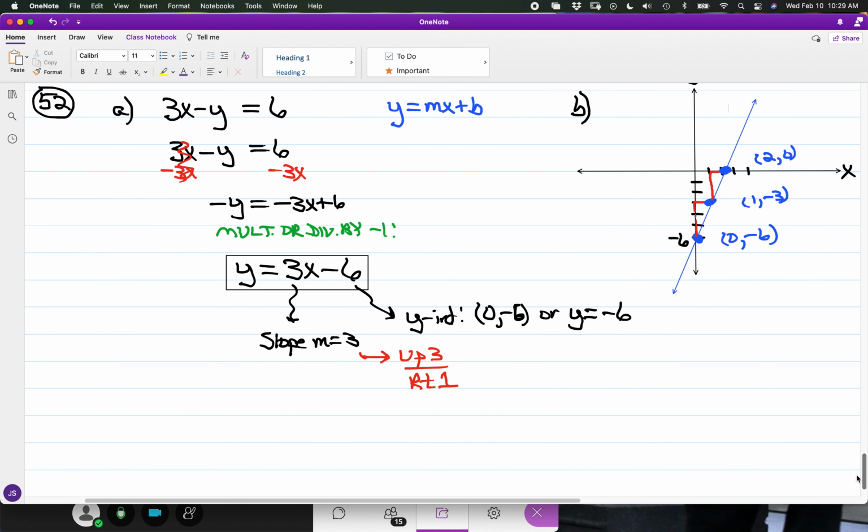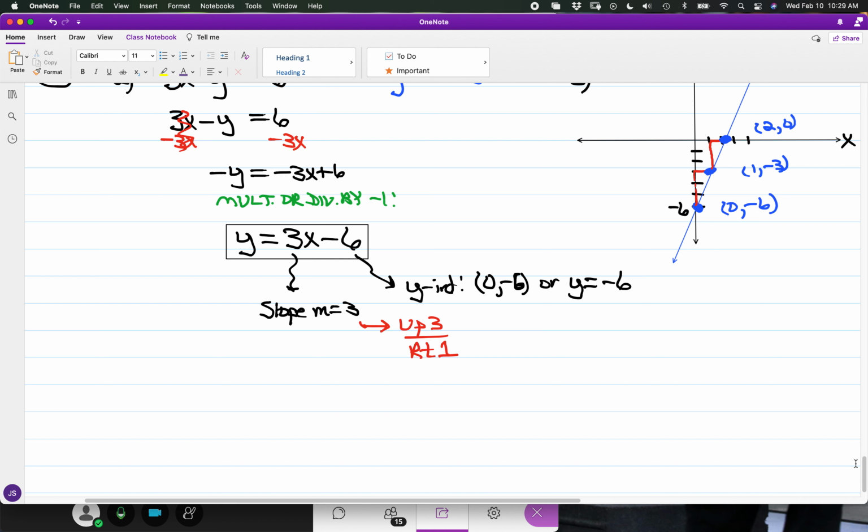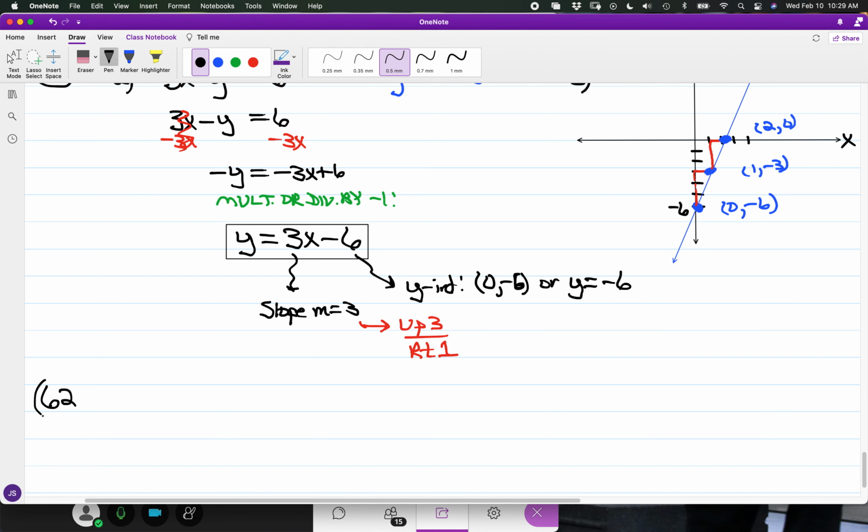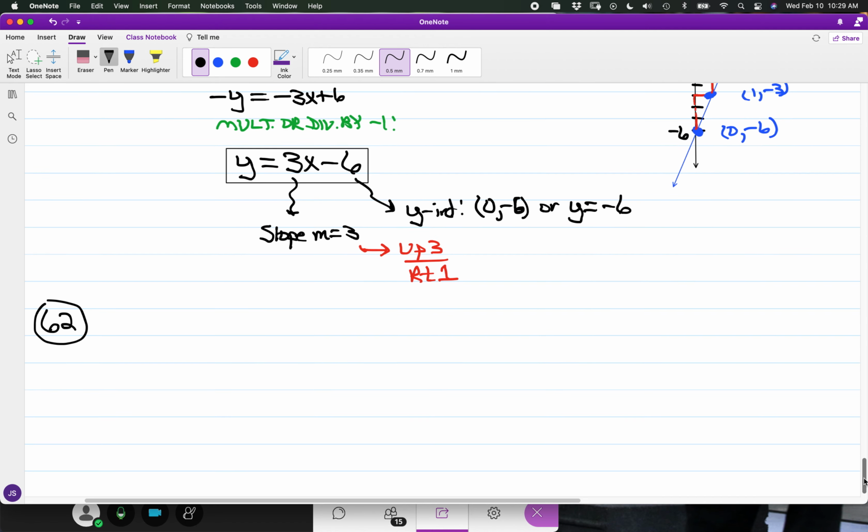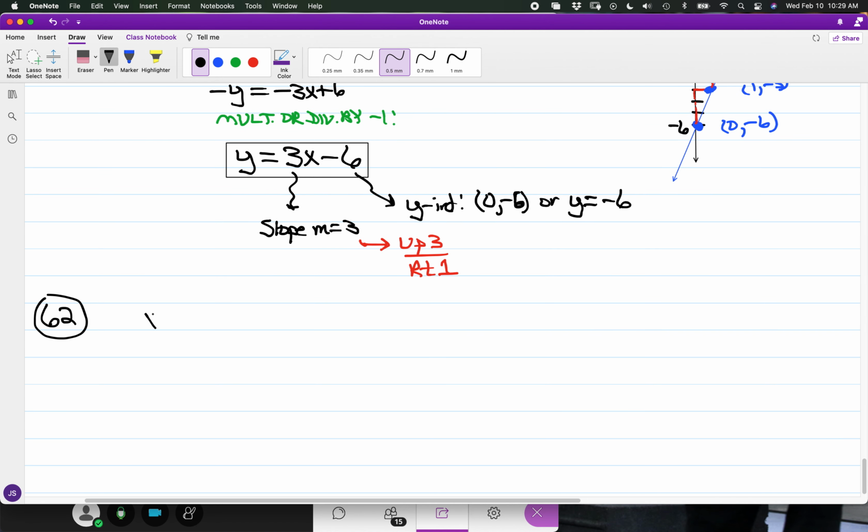Now, for the case of an equation where we have x and y terms together, but also where fractions are in the mix as the coefficients of the variable terms. So in problem 62, say we have x over 3 plus y over 4 is equal to 1. Again, the objective is to write this equation in the form y = mx + b.